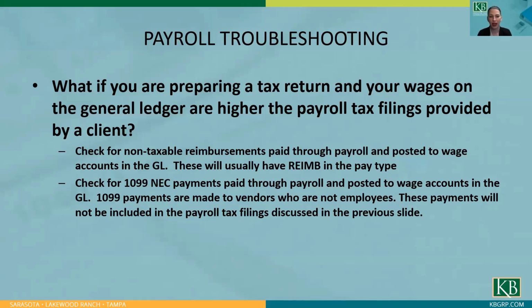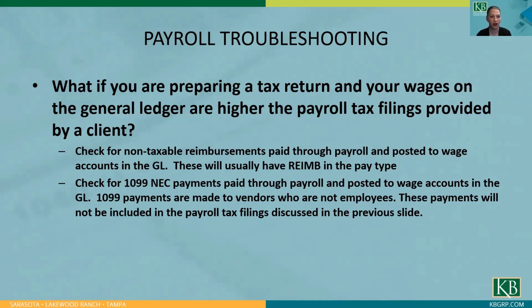They'll usually have REIMB, abbreviated reimbursement, in the pay type on the report. And if that is included in our wage number, we need to credit wages to bring it down to the correct number and debit the expense that it's reimbursing for.